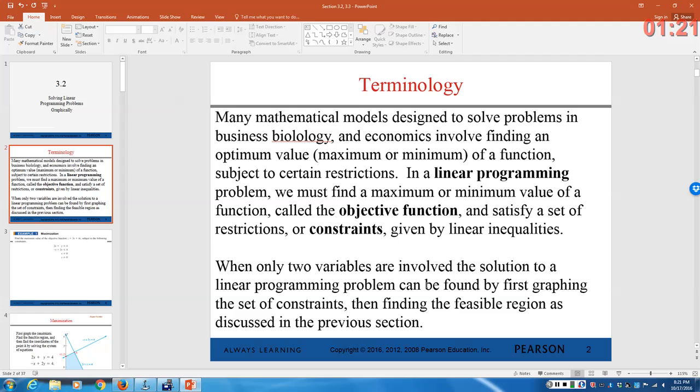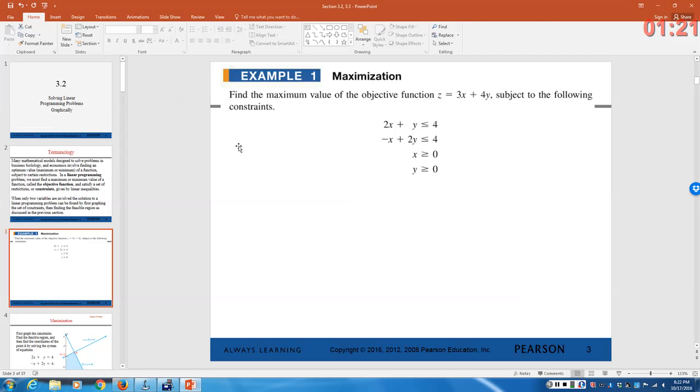So as long as we only have two variables involved, the solution to a linear programming problem can be found by graphing the set of constraints and finding the feasible region, which is all of what we did the first part of class, and then to see how to use the feasible region to determine the optimum value of the objective function. So we're going to start out adding the one new thing to what we've been doing, and that is the objective function. So this is example 1.